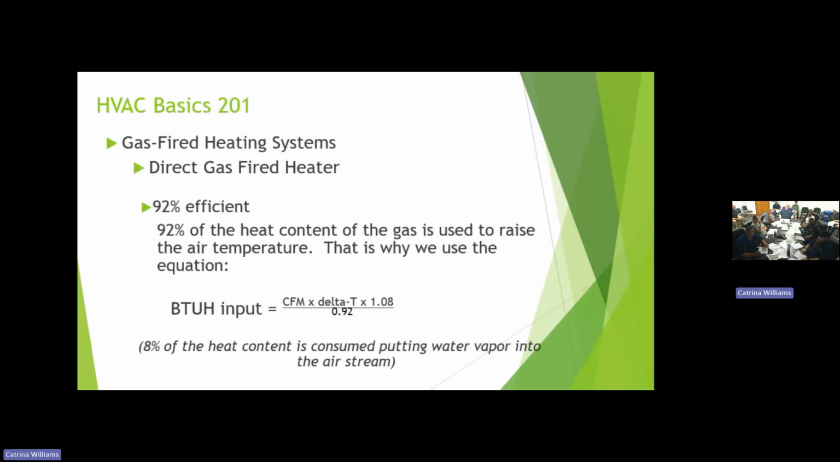So, as we said before, 92% of the heat content goes into the air temperature. That's why we have to use this formula: CFM × delta T × 1.08 divided by 0.92.